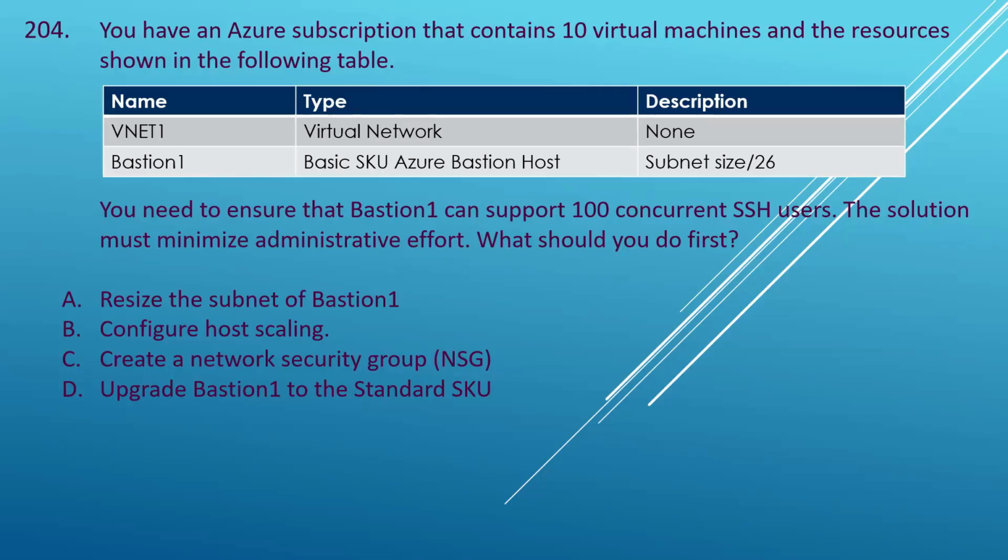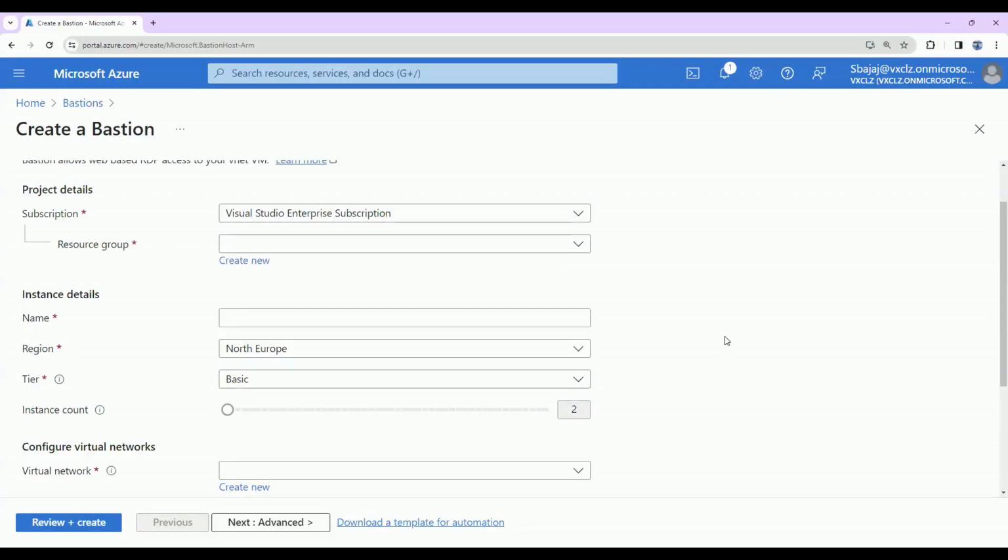to the standard SKU. Friends, you need to make changes in Bastion configuration so it can support up to 100 concurrent SSH users. And to achieve this, you will have to upgrade it to standard SKU. Let's understand how a standard SKU will fulfill this requirement. So friends, as you would already know, in our case, the tier of the Bastion host is selected as basic.